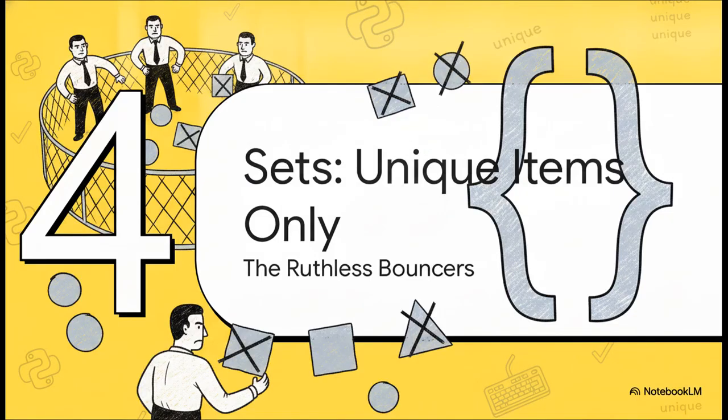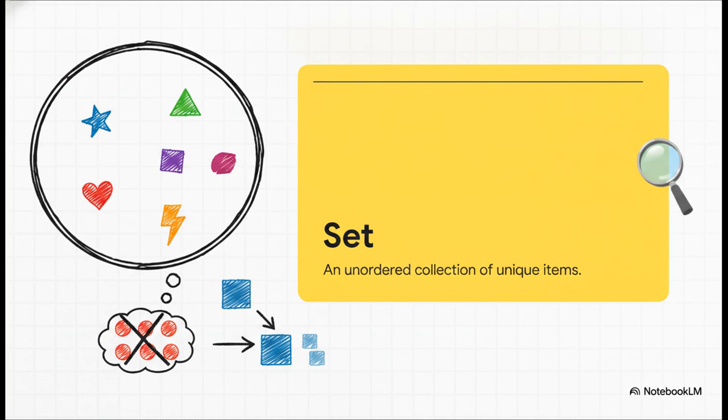Moving on to Section 4, sets, only unique items. So we've seen flexible, we've seen strict. Now it's time to introduce our third contender, which are basically the ruthless bouncers of Python data structures. A set is an unordered collection of entirely unique items.